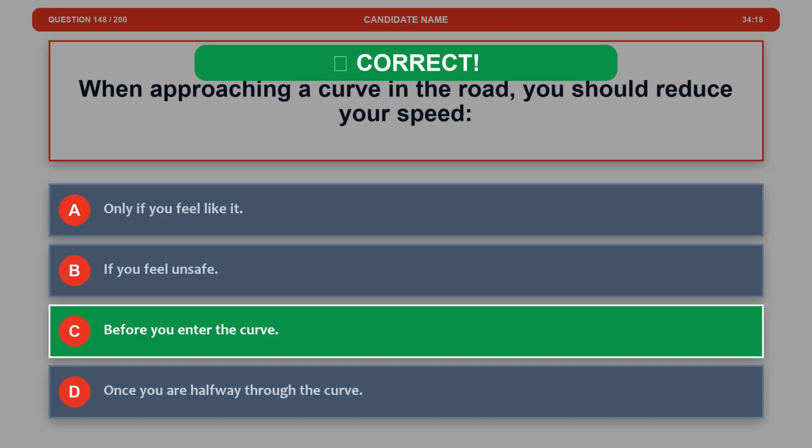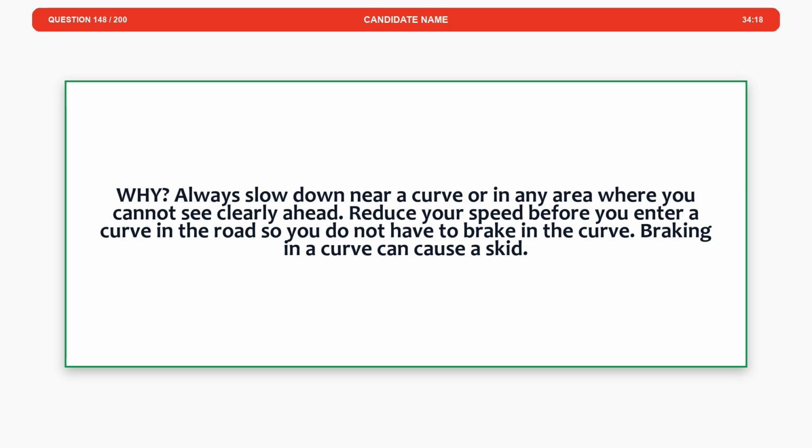The correct answer is option C, before you enter the curve. Explanation. Always slow down near a curve or in any area where you cannot see clearly ahead. Reduce your speed before you enter a curve in the road so you do not have to brake in the curve. Braking in a curve can cause a skid.